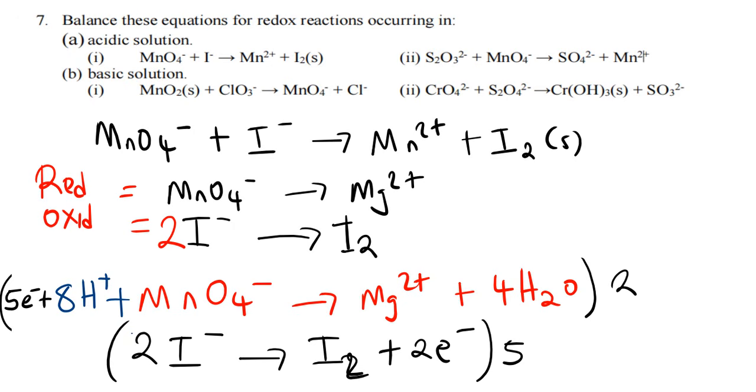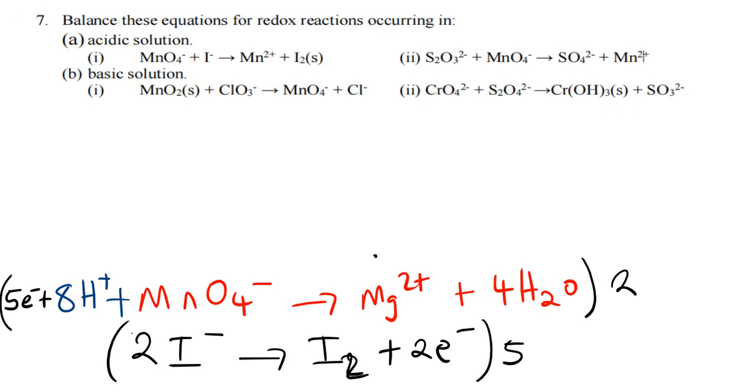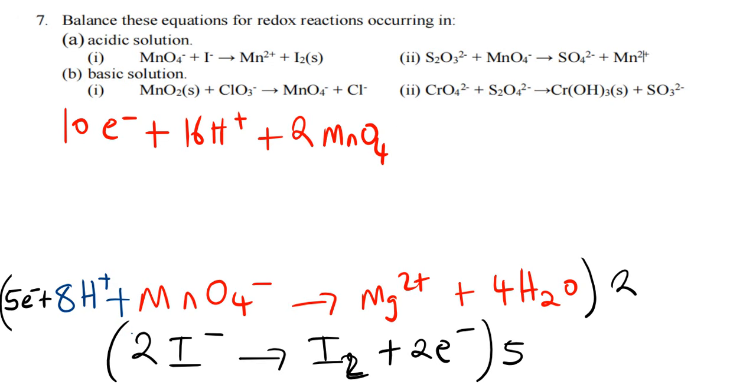Okay, so in this case, then what am I going to have? Allow me to just rub it on top. On top, I'm going to have 10 electrons if I multiply by the 2, plus 8H plus multiplied by 2, I'm going to have 16H plus. I'm going to have 2 manganese oxide minus, I'm going to have 2 manganese 2 plus, 8 water molecules.